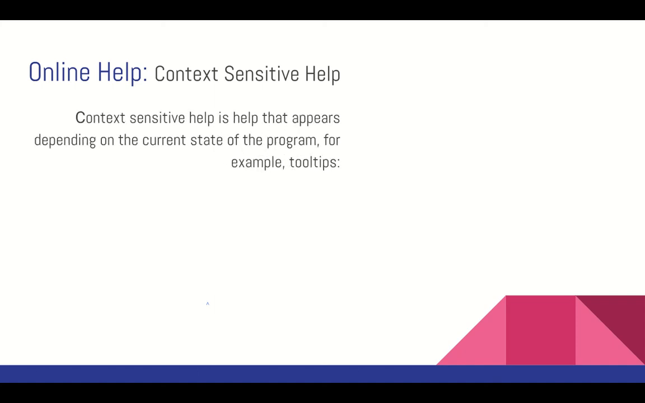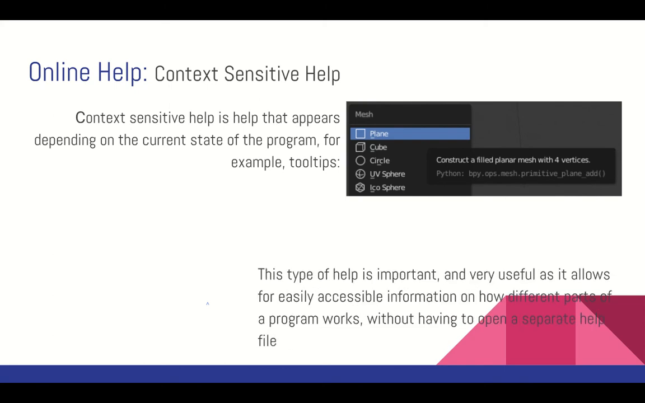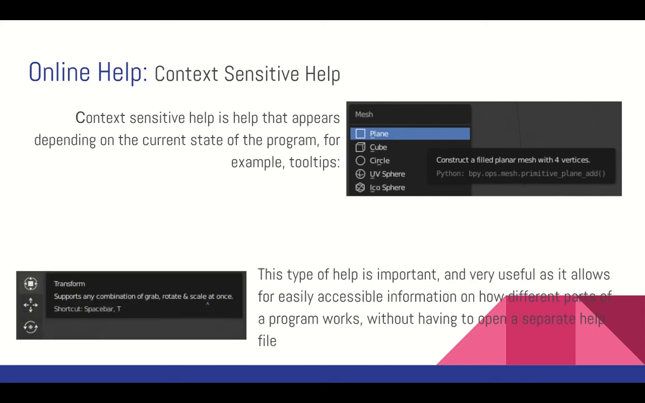Online help, context sensitive help. Context sensitive help is labeled to what the object does. The type is important as it allows the user to access info on different parts for them to understand why it is there and the purpose, such as the name of tools and short descriptions.